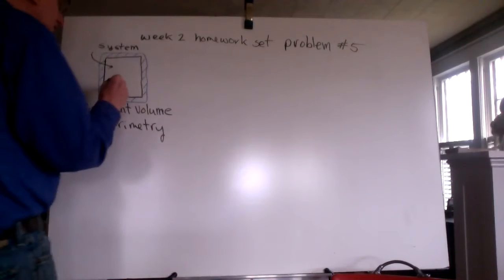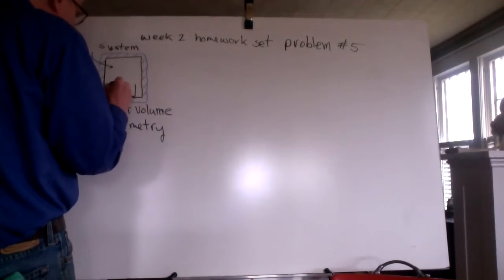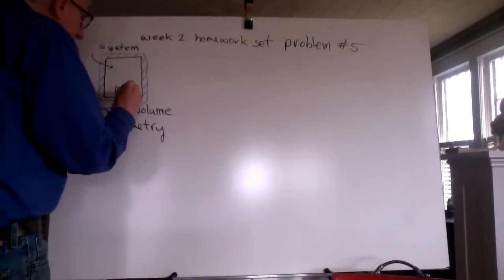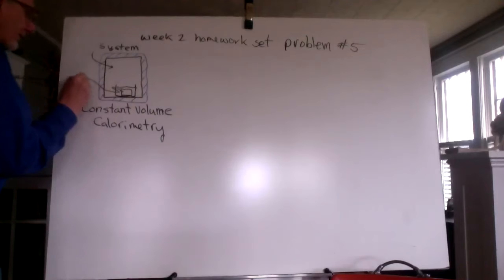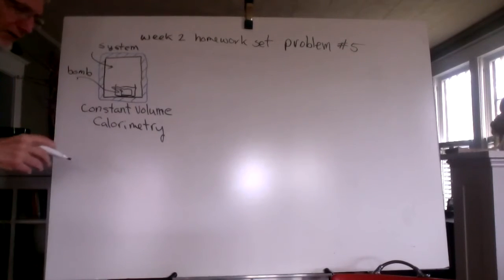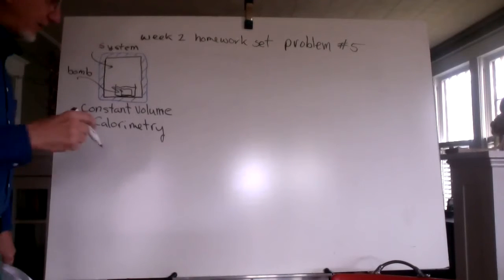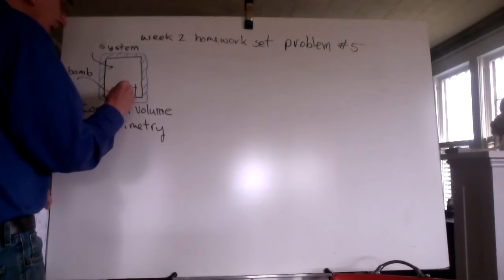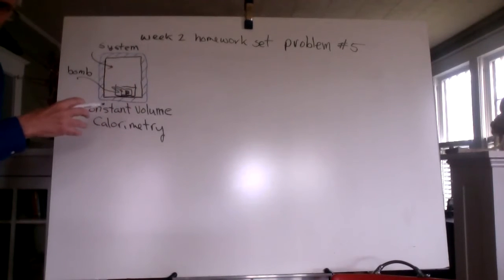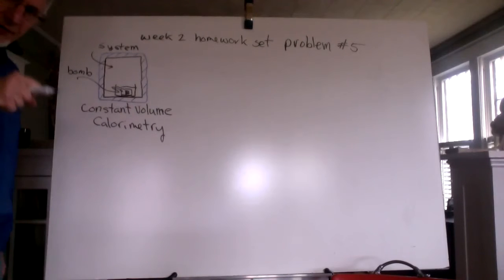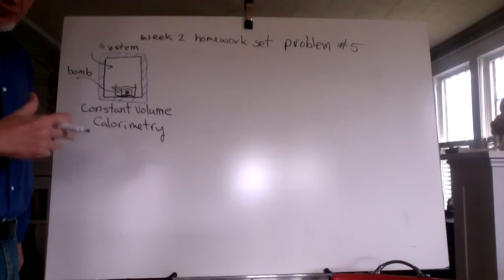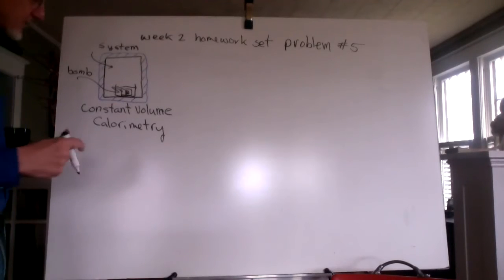Inside the insulated box, we have a dish that has water in it. In that water is something we call a bomb. It's not really a bomb like something that's going to explode. It is actually a steel-walled container, and in that container we put our sample. Then we seal that container and pump it. There's a little valve on it where we can add oxygen gas at a high pressure, maybe 3-4 atmospheres.